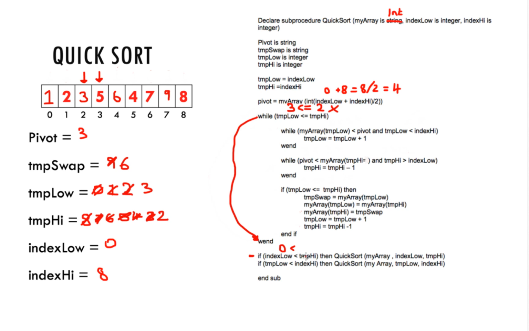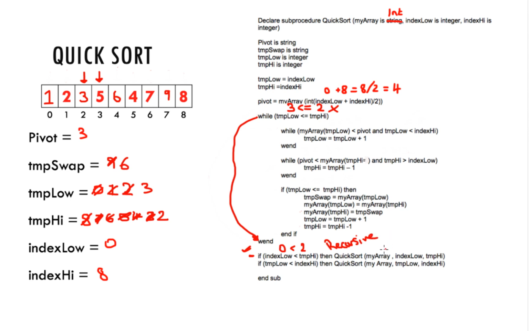The first one says if index low is less than temp high. Well, index low is currently 0 and temp high is currently 2. So that is true. Index low is less than temp high. So then it says quicksort, which is the name of my procedure here. So it's saying run the procedure again inside this code, and that is recursive. And we're going to pass it some parameters.